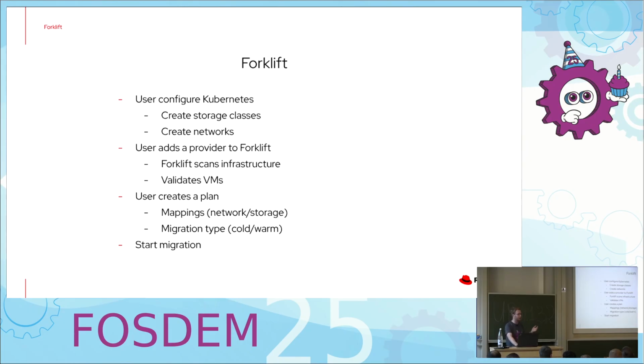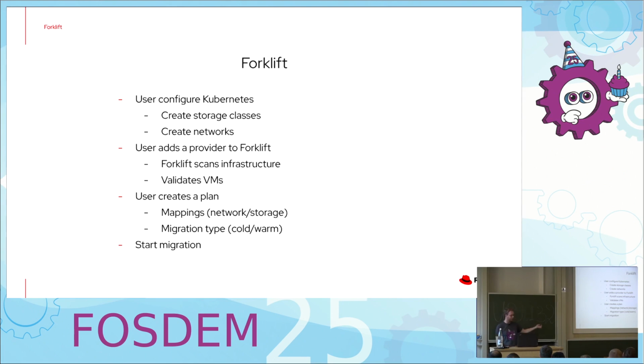Then the user needs to add a provider to Forklift. Forklift immediately scans the infrastructure, lists all the VMs, and sees which networks are used for the VMs and which storage data sources are used. Then we have internal validations. We tell users which features are available, which are not. If the VM migration would fail, for example, we are not supporting RDMs right now, so we let users know immediately.